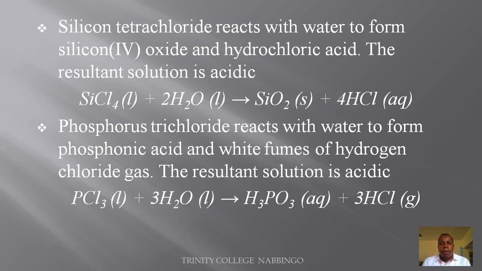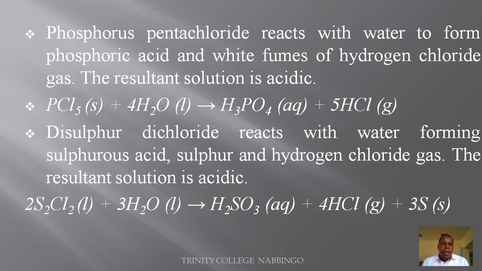Phosphorus trichloride reacts with water to form phosphonic acid and white fumes of hydrogen chloride. The resultant solution is also acidic because you have two acids which have been formed. Then the pentachloride will also give us phosphoric acid and then hydrogen chloride, but these are produced as white fumes. Likewise, the solution is acidic. So there is a tendency to move from being neutral towards acidic as I move across from the left to the right of the periodic table when I'm considering the chlorides.